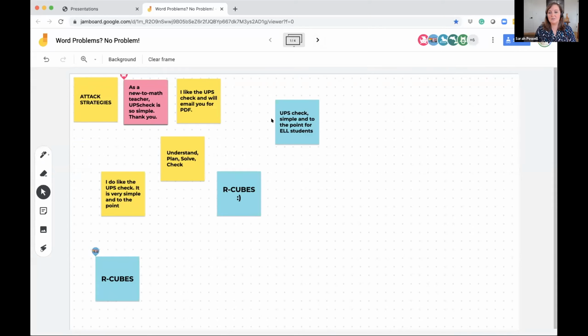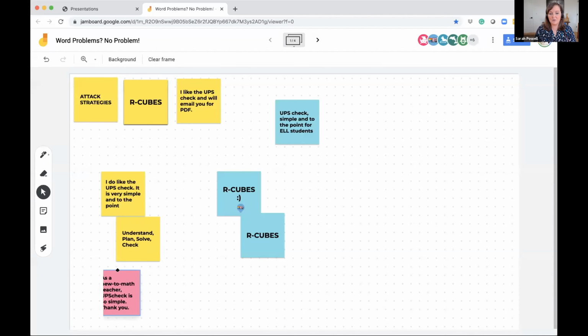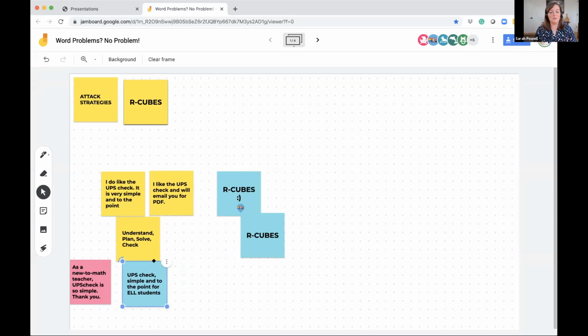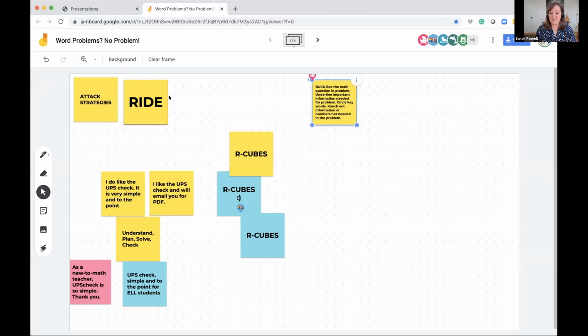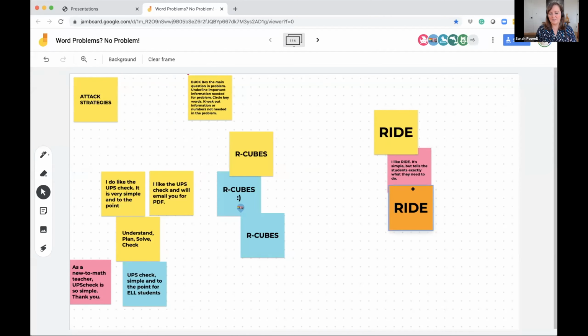But also continue to add here to the attack strategies. I want to see what type of different attack strategies you all are using. And then this will give all of us a really good idea of some of the more popular ones and why those might be important to use for students. I see buck. Oh, I like that. I see ride here. A lot of people are using ride.